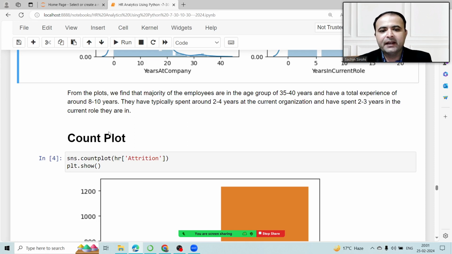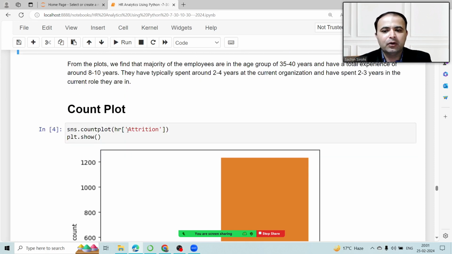So now again I have loaded a column. The column name is attrition. Attrition means, you can say, resignation. The count plot is a chart of the Seaborn library, and Seaborn is an advanced Python library for data visualization of different charts.